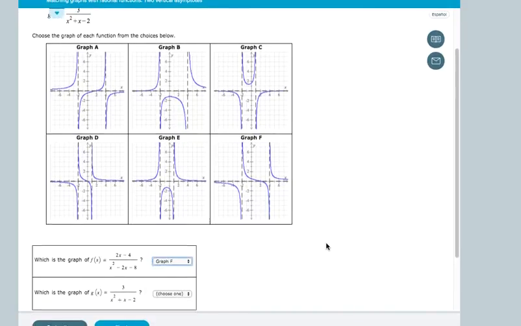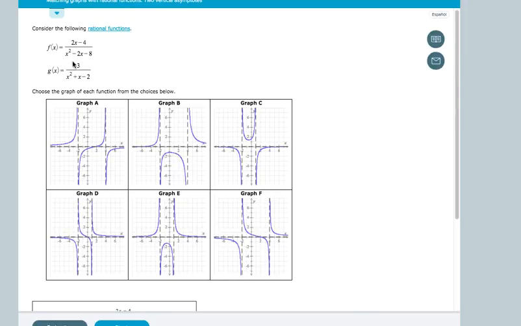Graph F. Okay. And then this one, if we factor the denominator, it's going to be (x plus 2) times (x minus 1). So that means we're going to have asymptotes at negative 2 and positive 1, and graphs D, E, and C all have that. They all have their horizontal asymptote at 0, which is the same as what we have here because the degree of the numerator is less than the degree of the denominator.